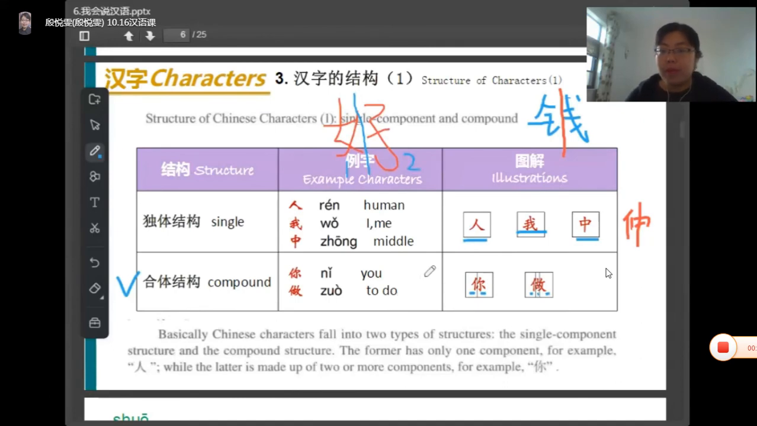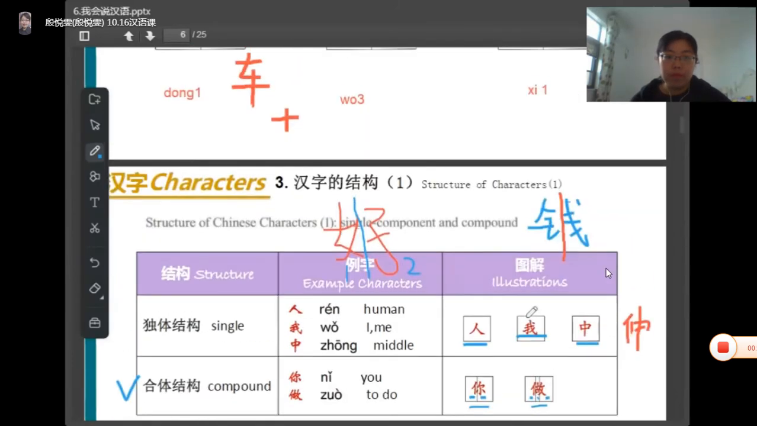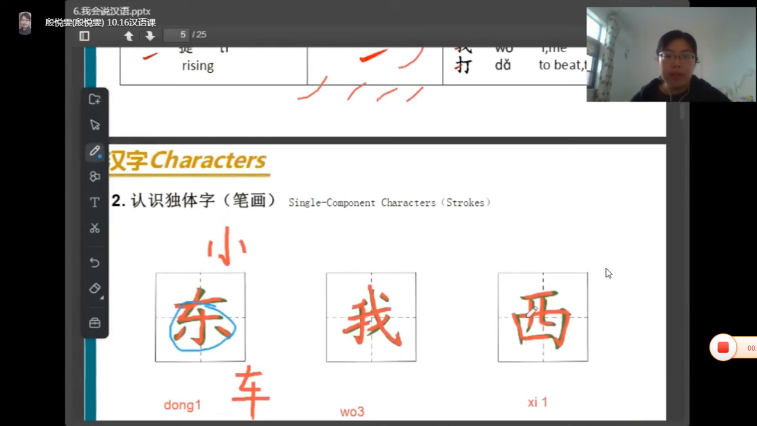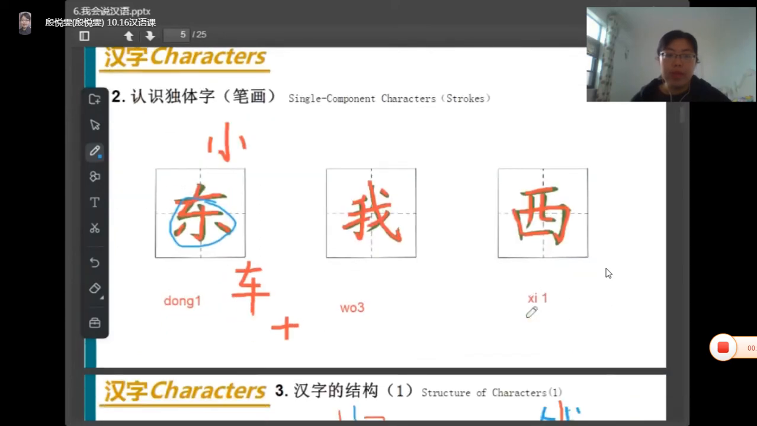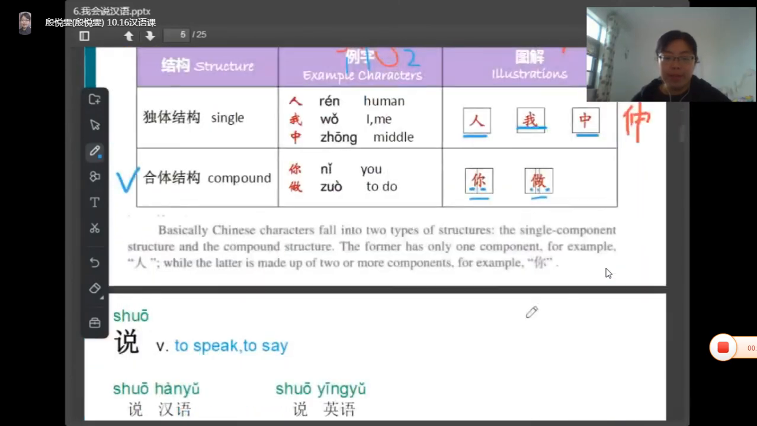Before, the Chinese characters we learned all belong to single component characters. And words like 你 and 做 can be divided into many parts, so they are compound. Okay, this is today's knowledge about Chinese characters.